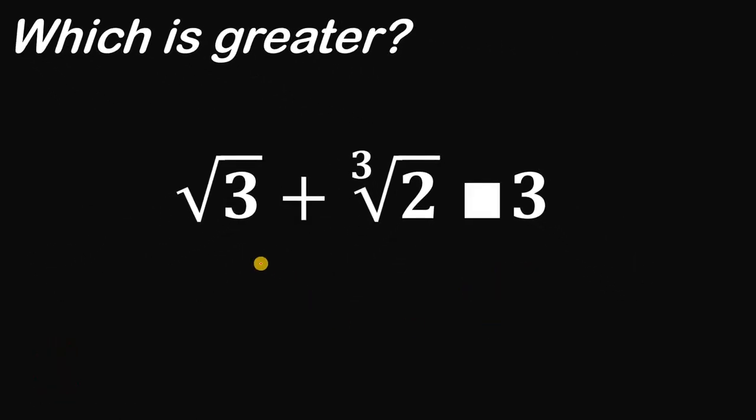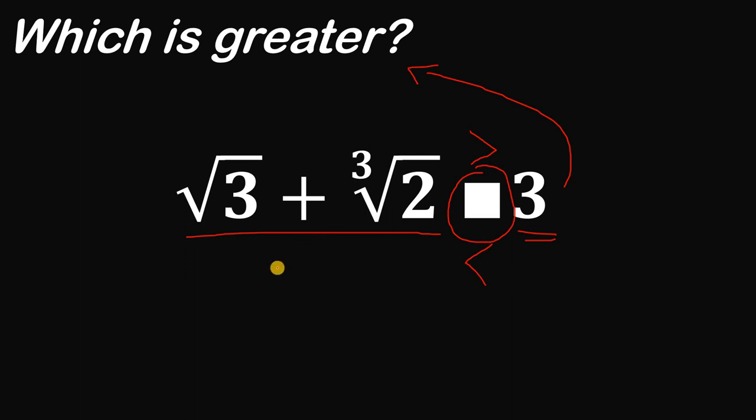Alright, so given these two numbers, we have the square root of 3 plus the cube root of 2, and 3. The question is which number is greater? Let's put a box between these two numbers because we don't know if the left hand side is greater than the right hand side or the left hand side is less than the right hand side.